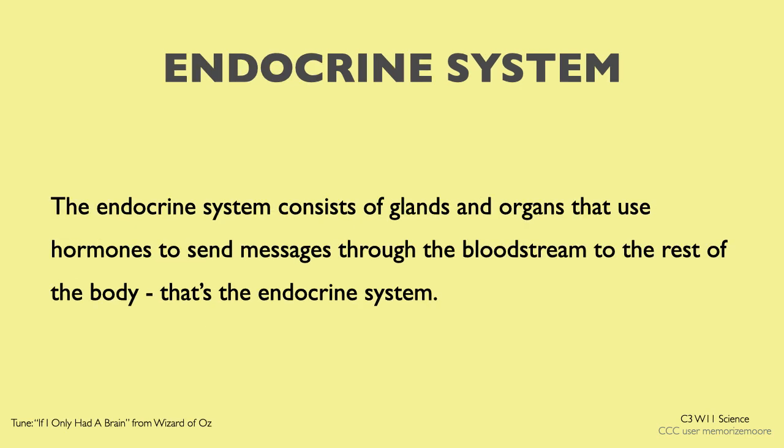The endocrine system consists of glands and organs that use hormones to send messages through the bloodstream to the rest of the body. That's the endocrine system.